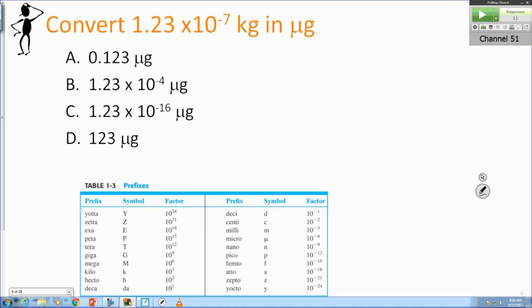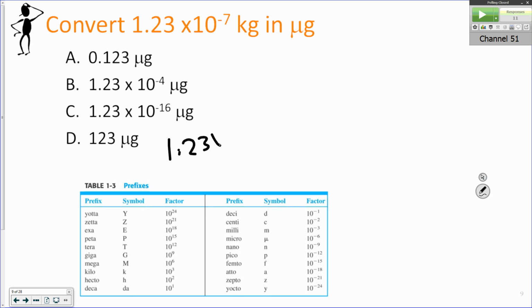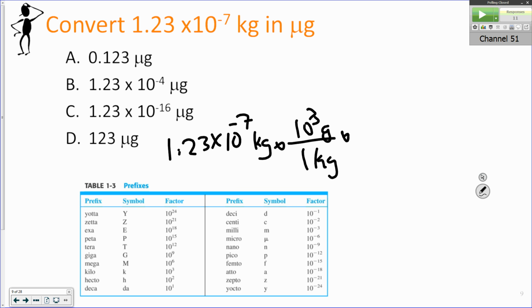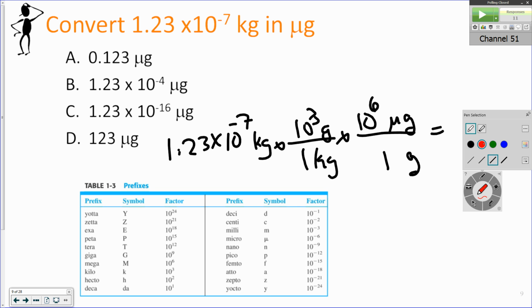start with what you have, and it's a small number. It's 10 to the -7th power of kilograms. Go back to the base unit. So 1 kilogram is 10 to the 3rd grams. Then go to the unit you want. 1 gram is 10 to the 6th micrograms. Check my units, see what cancels.